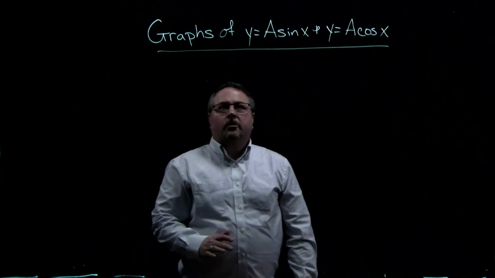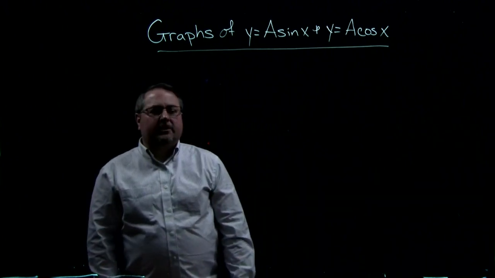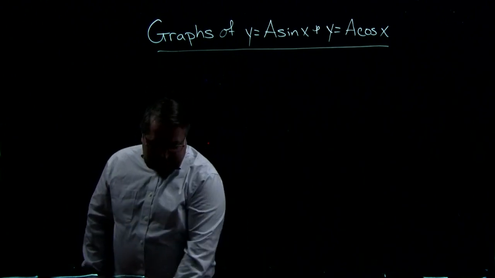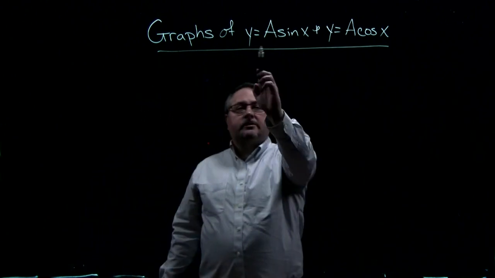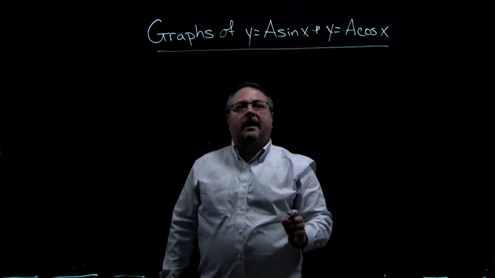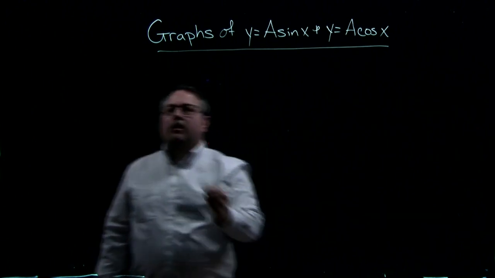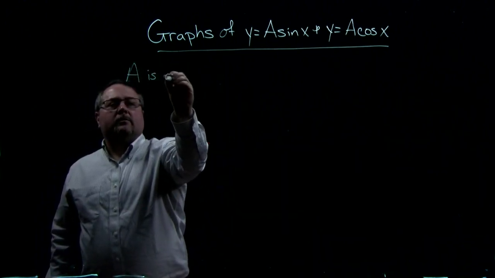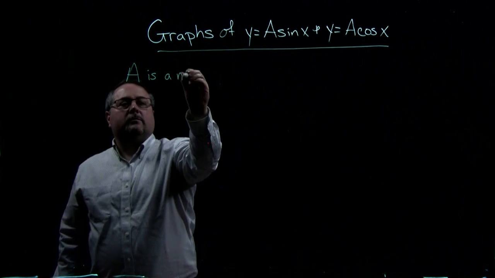Now we're going to begin to look at some manipulations of the sine and cosine and how they're going to affect the graphs. So the first simplest manipulation we can look at is taking the sine or cosine and multiplying it by some number. So here a is just any real number that's non-zero.